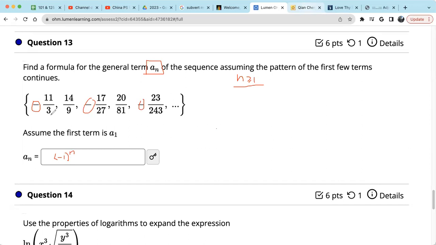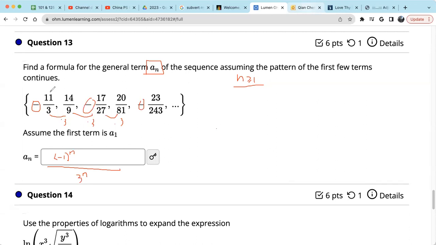Now we observe the denominator. 3 to 9, let's multiply by 3. 9 to 27, let's multiply by 3. 27 to 81, let's multiply by 3. So I can write this in the denominator as 3 raised by n's power, right? If n equals 1, I get 3. n equals 2, I get 9. n equals 3, I get 27, so on and so forth. Okay, denominator is done, sign is done.